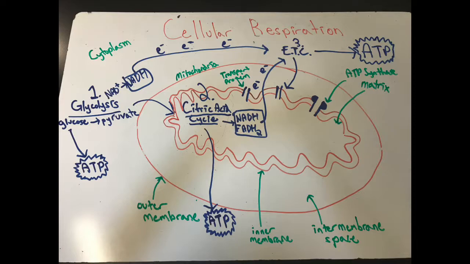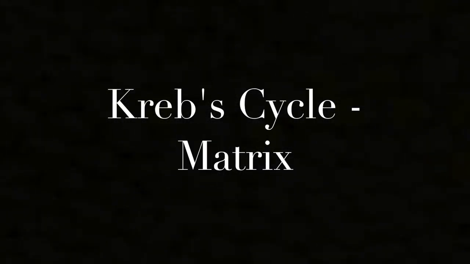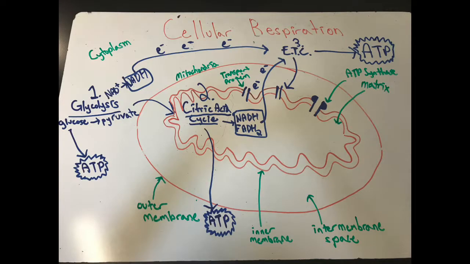The next step in cellular respiration is the citric acid cycle, or the Krebs cycle. After glycolysis, the pyruvate molecules enter the matrix of the mitochondria with ATP molecules.